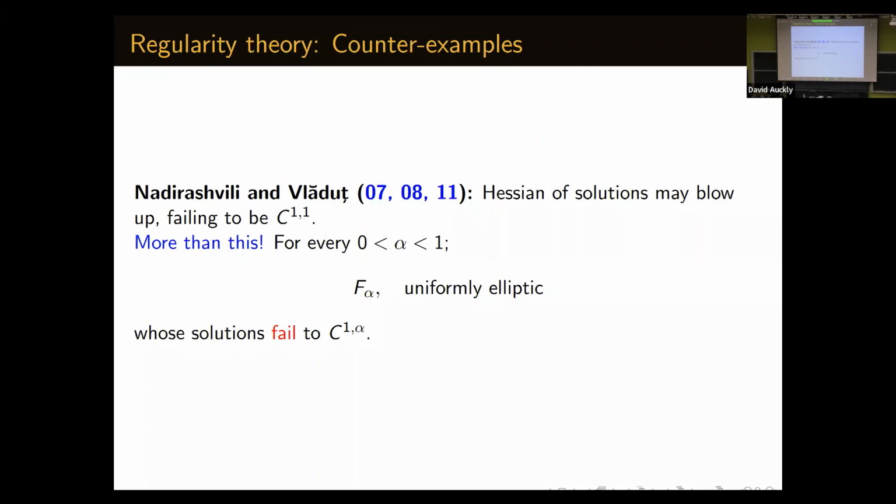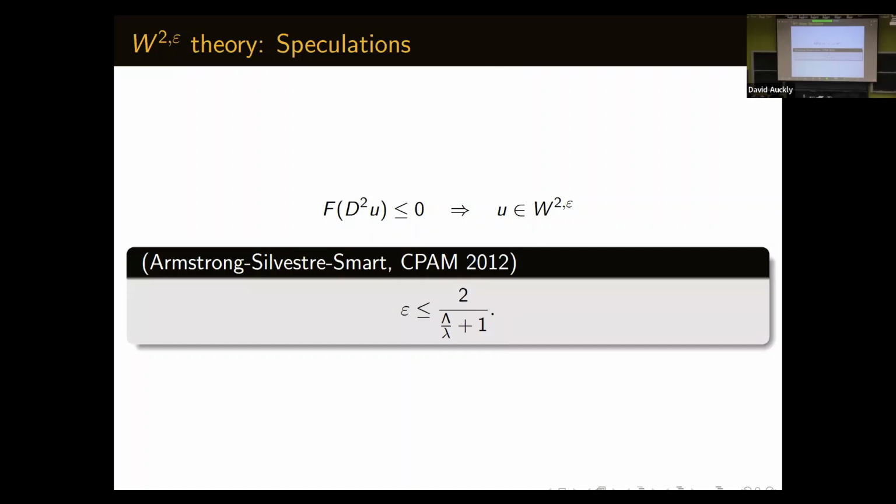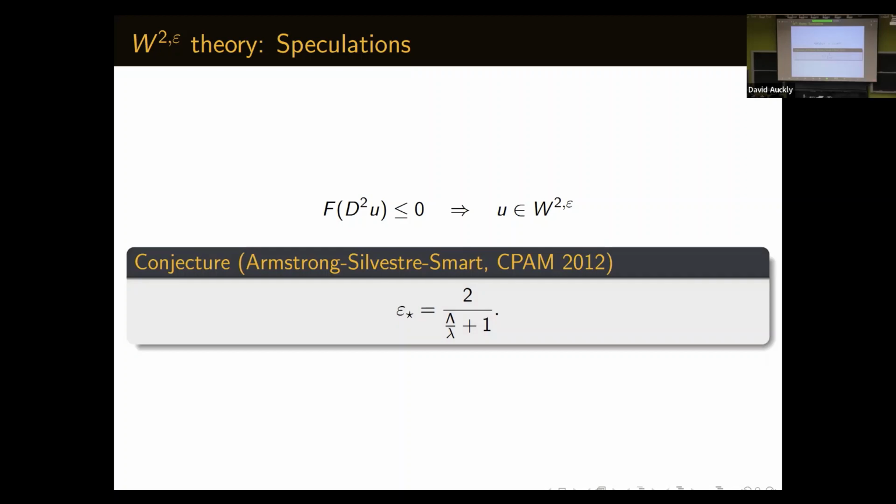So the best you can do is to control the size or the Hausdorff dimension of the singular set. So again, to better control the size of the singular set, you need to have better W2 epsilon estimates. And so the pursuit for better W2 epsilon estimates began. And in that same paper, Armstrong, Silvestre, and Smart, through an explicit example, proved that 2 over the ellipticity ratio plus 1 is an upper bound for my integrability exponent. It's a universal upper bound. That means every super solution to a fully nonlinear equation is in W2 epsilon for some epsilon that cannot be greater than that upper bound. So that's the maximal minimal integrability for all solutions. And so, not surprisingly, they conjectured that this should be the optimal minimal integrability of the theory.